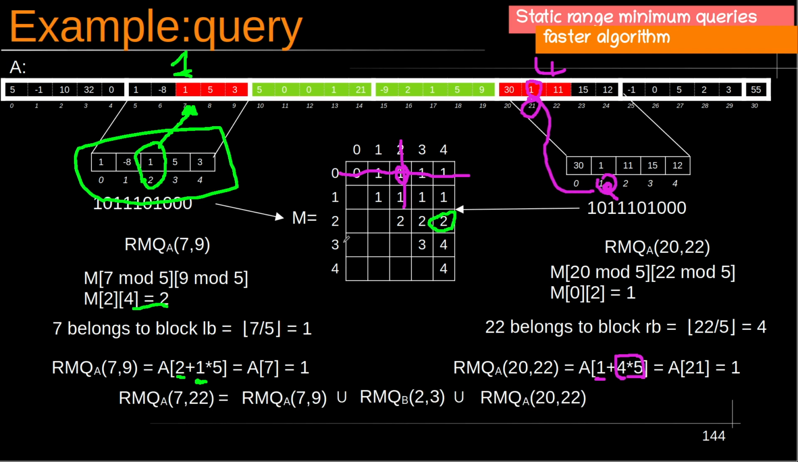So we can say now that RMQ A7, 22 is RMQ of A from 7 to 9, union RMQ on B from 2 to 3, union RMQ of A 20, 22, which is 1. We compute it by the sparse table: the minimum between 1 and minus 9, sorry, and 1 of the right side, which is minus 9. So the minimum from 7 to 22 is minus 9 in this range.